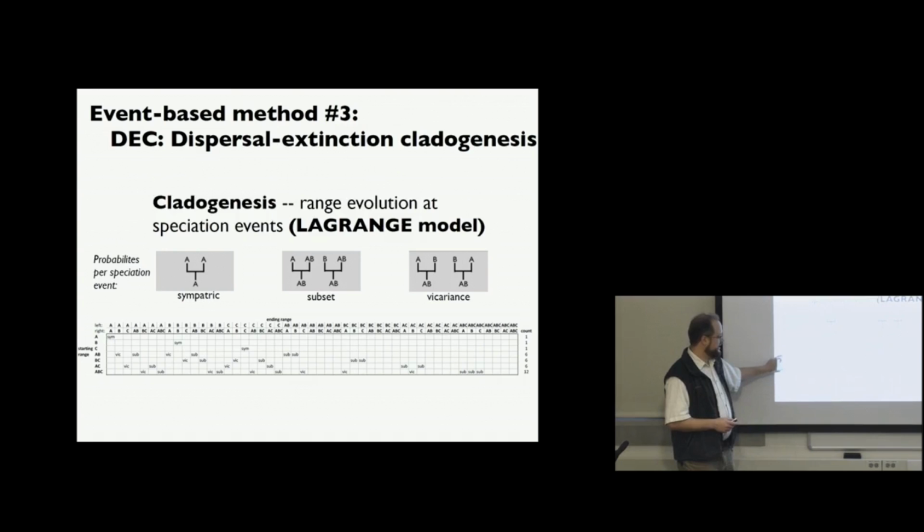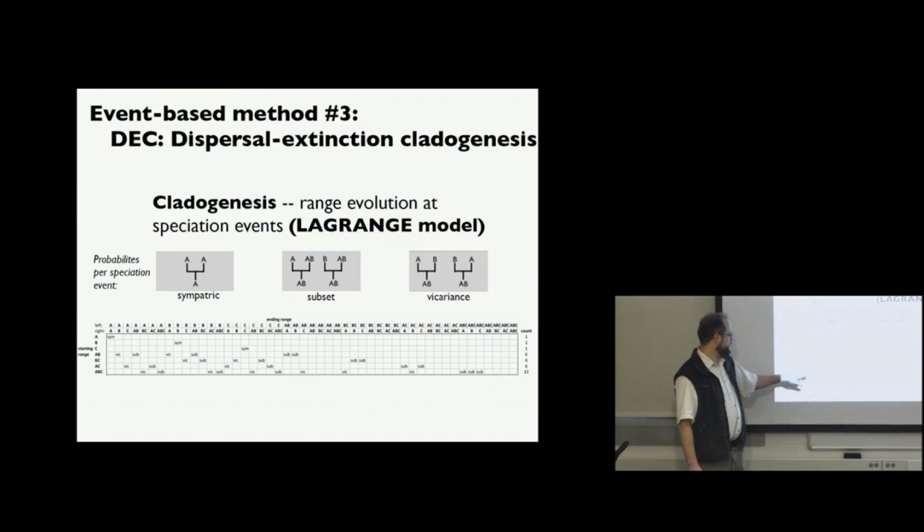And Lagrange inside of it has basically a big transition matrix. If your possible ancestor ranges are A, B, C, or any combination of those areas, your descendants basically have all the possible combinations. Any cell that's blank in this matrix has a probability of 0, so those events are not allowed. But the sympatry events are allowed, some vicariance events, some subset speciation events. And Lagrange makes the assumption that any allowed event has an equal probability.